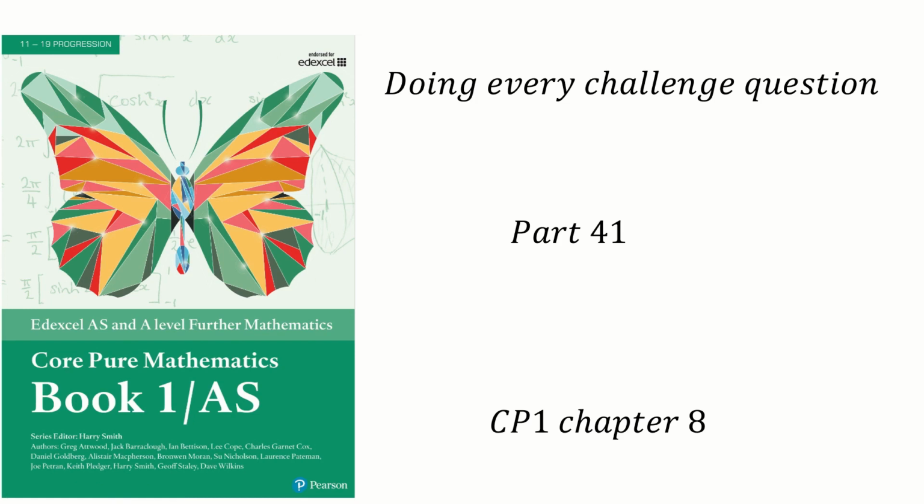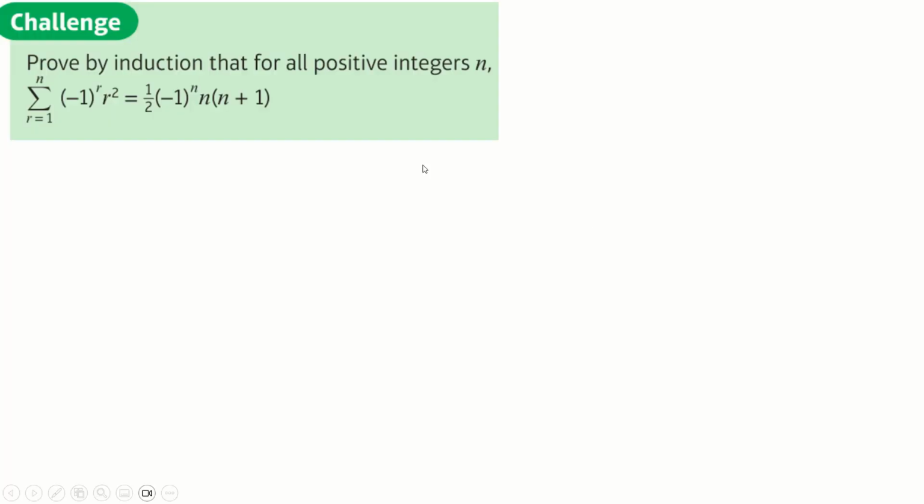Doing every challenge question, chapter 8 of Core Pure 1. This is the induction chapter, which is fantastic. So just let n equal 1, and if n is 1, this is just one term to sum up. It's just minus 1 to the 1 into 1 squared, which I believe is minus 1. And then you can check this side.